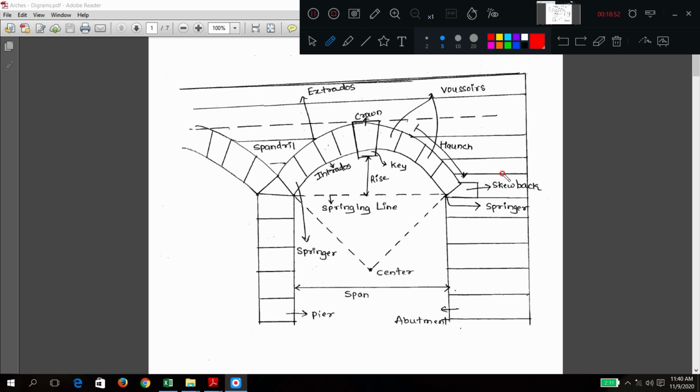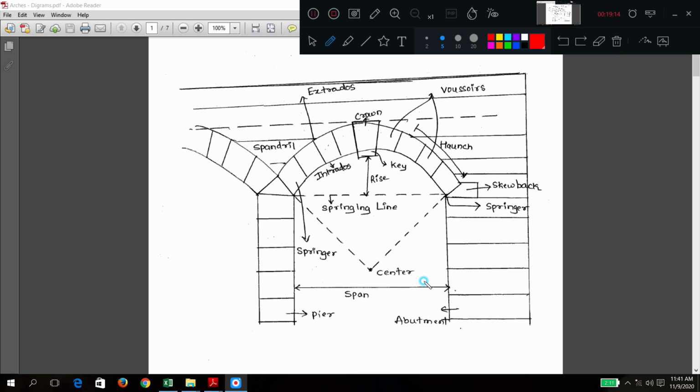Now, what is the skew back? The skew back is a portion of the abutment. From there the arch will begin. It means the arch will come and rest on this skew back.